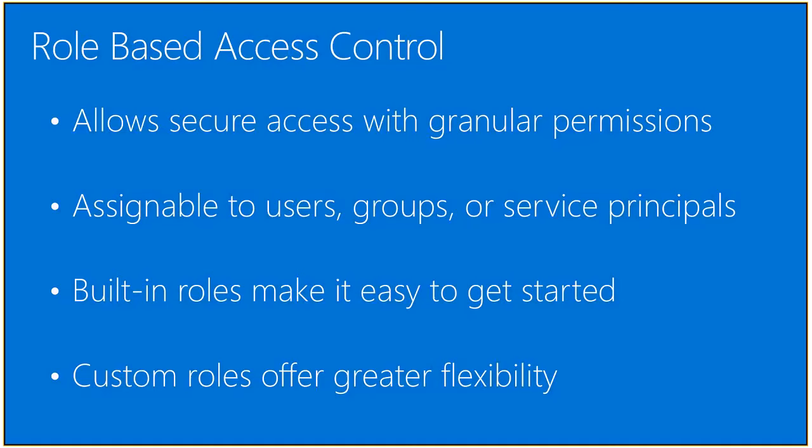Role-based access control allows secure access with granular permissions. Imagine this is your shared folder. You can assign different permissions to different users. Similarly here, you can assign very granular permissions to users, groups, and service principals. Users and groups are mainly for people who want to have an interactive session with Azure Resource Manager, and service principal is mainly for automation. And you can assign permissions to them equally.